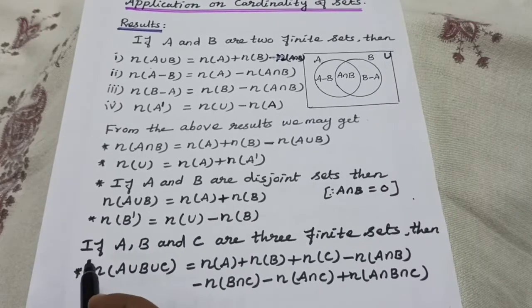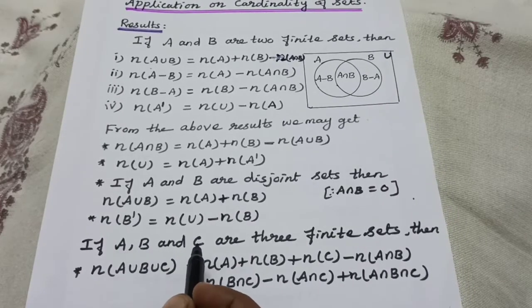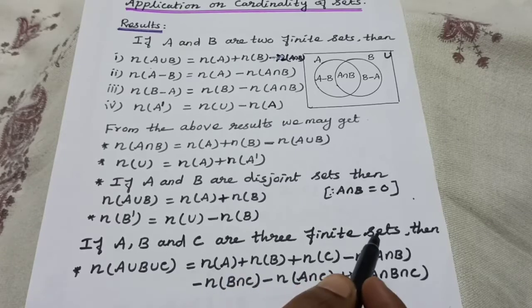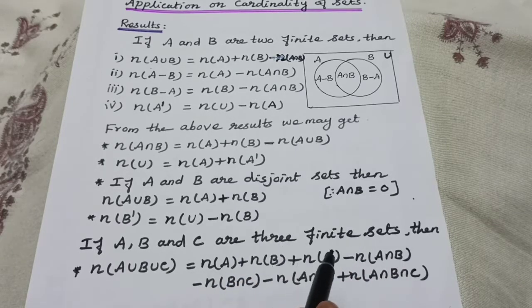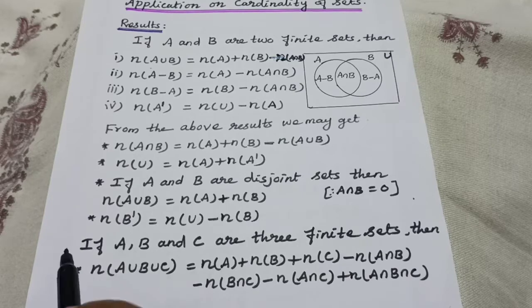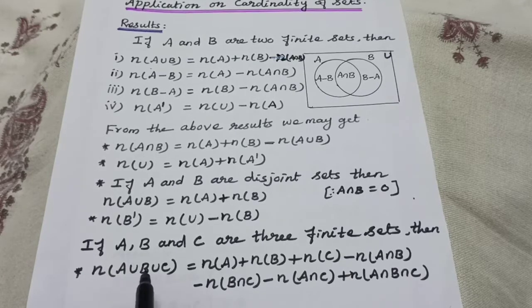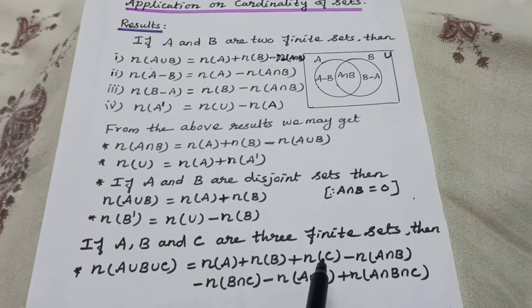Suppose A, B and C are three finite sets. Three sets means the formula is n of A union B union C is equal to n of A plus n of B plus n of C minus n of A intersection B minus n of B intersection C minus n of A intersection C plus n of A intersection B intersection C. Okay.